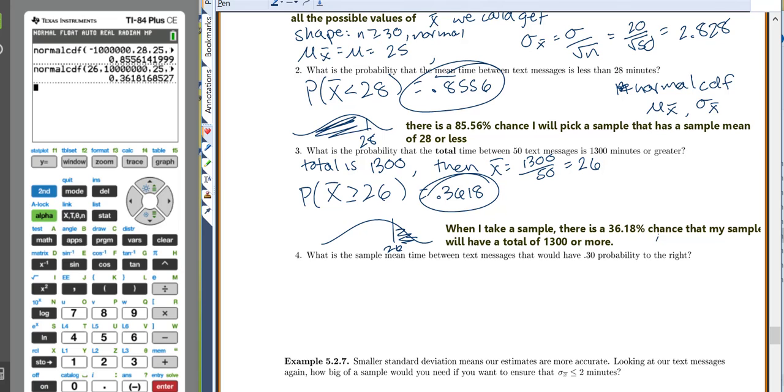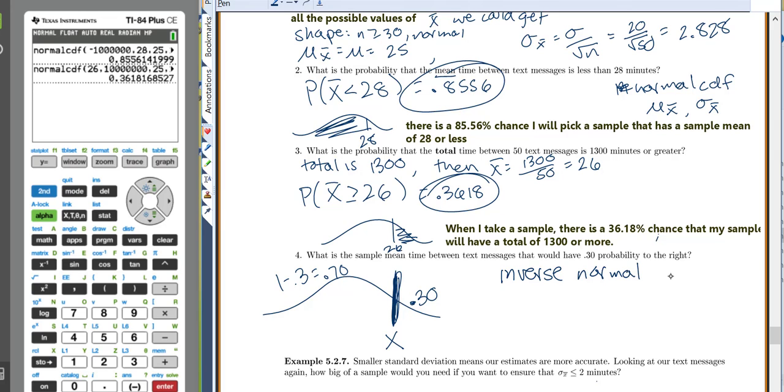And what sample mean time between text messages would have a 0.30 probability to the right? So this is actually the reverse. We know that my area to the right is 0.30, which means the area to the left is 1 minus 0.3, which is 0.70. And we want to figure out what x value would divide it like this. So this means we have to do an inverse normal function. I can do an area of 0.3 to the right. If your calculator only does left, then do 0.7 to the left.